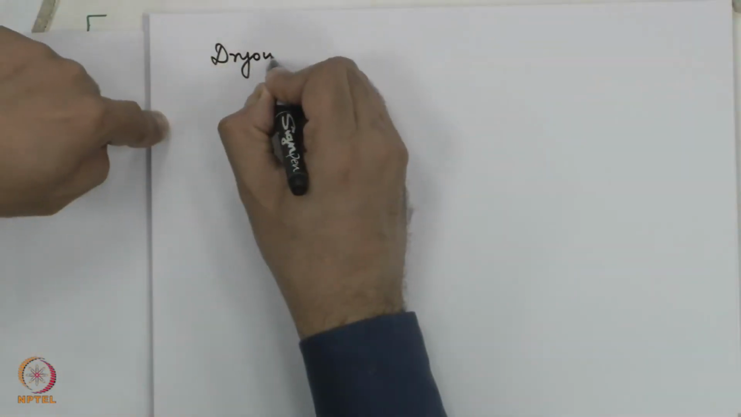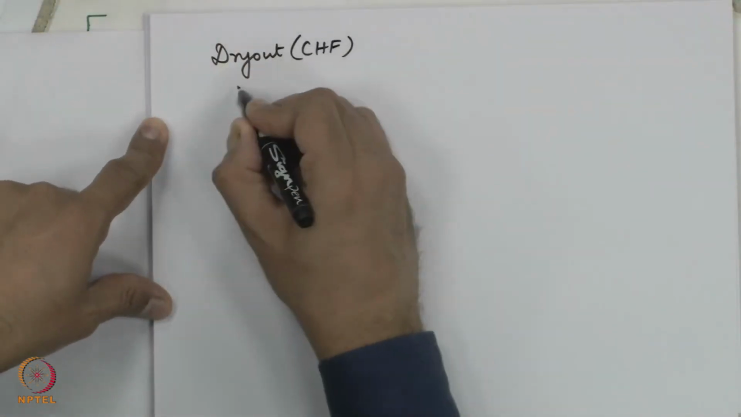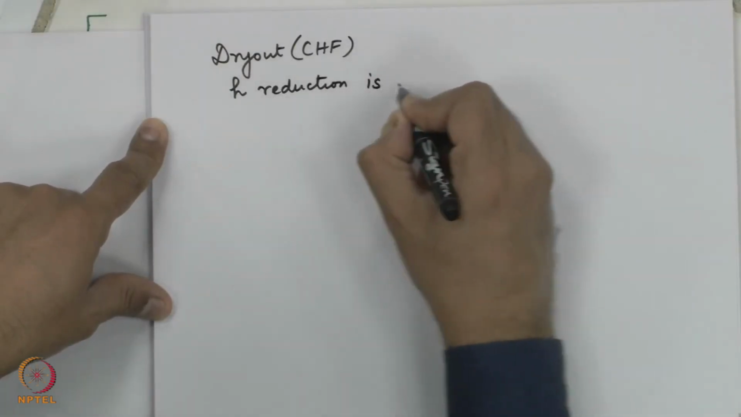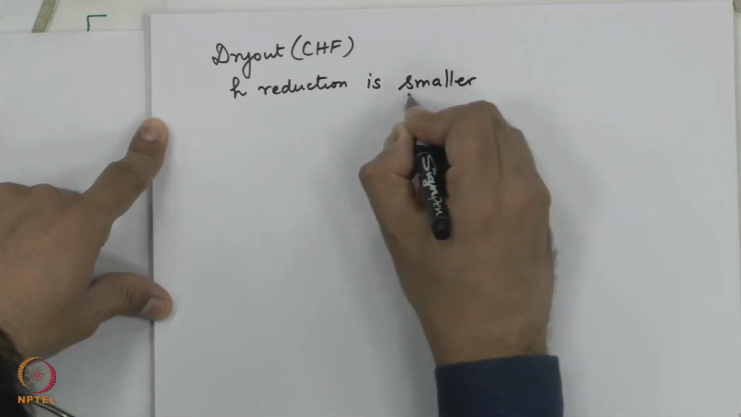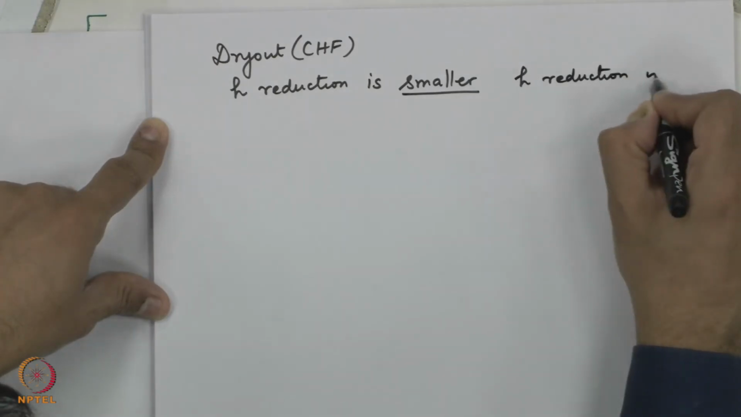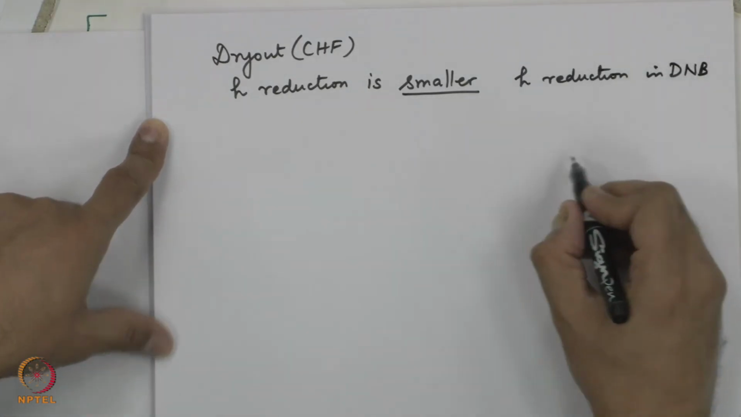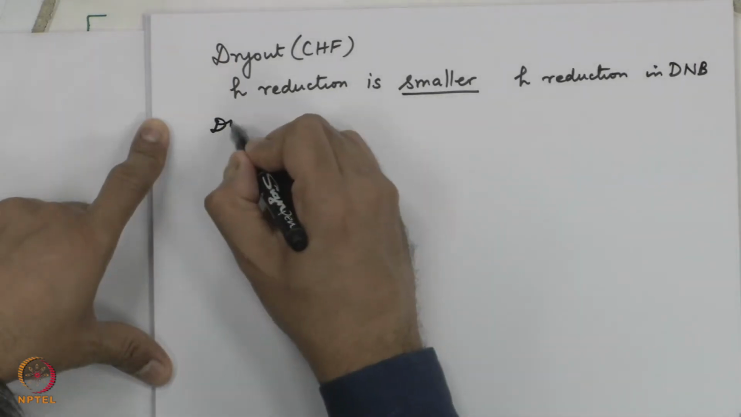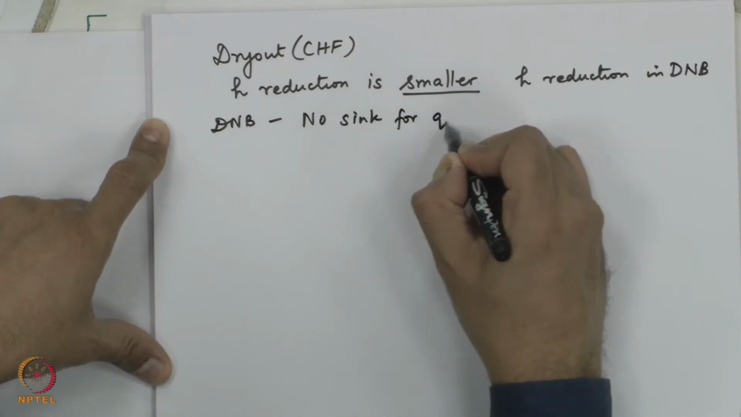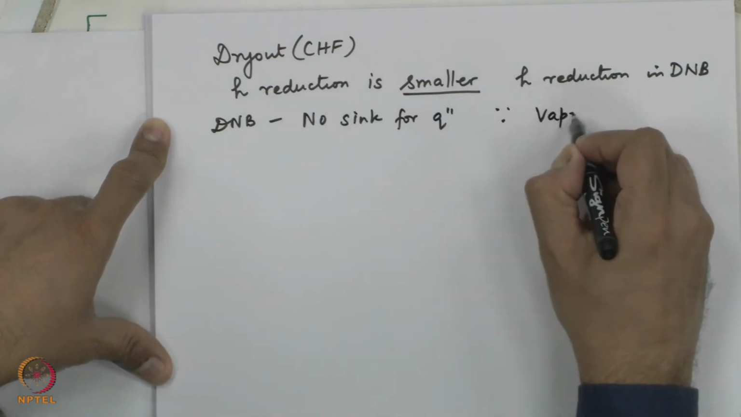and therefore, what I wanted to tell you here is, in case of CHF because of dry out, the decrease in the heat transfer coefficient, the H reduction, is smaller. I am not saying it is not there, it is very much there. It is smaller compared to H reduction in DNB. Why is that so? In DNB, you have no sink for heat, because vapor provides an insulating blanket.